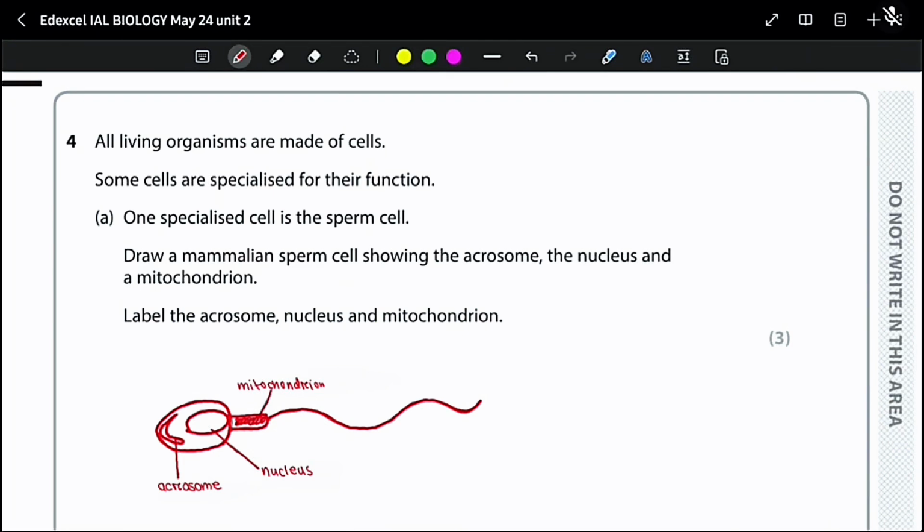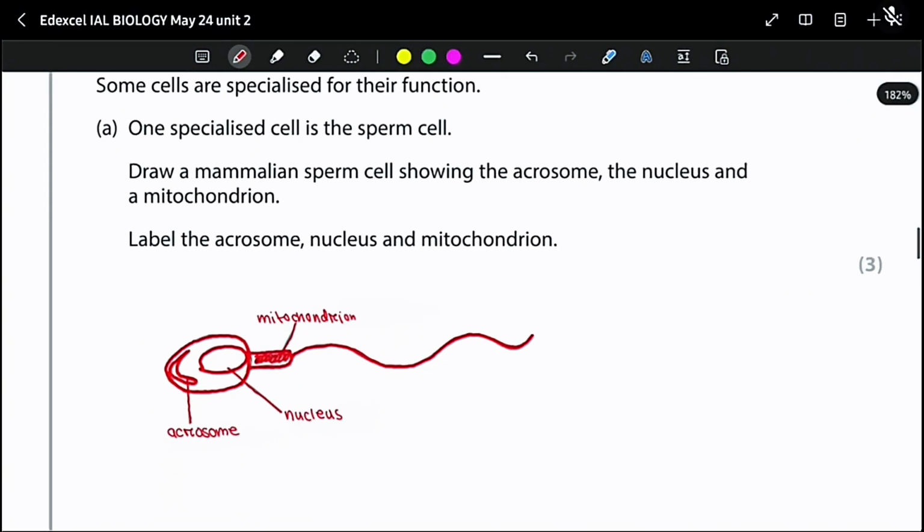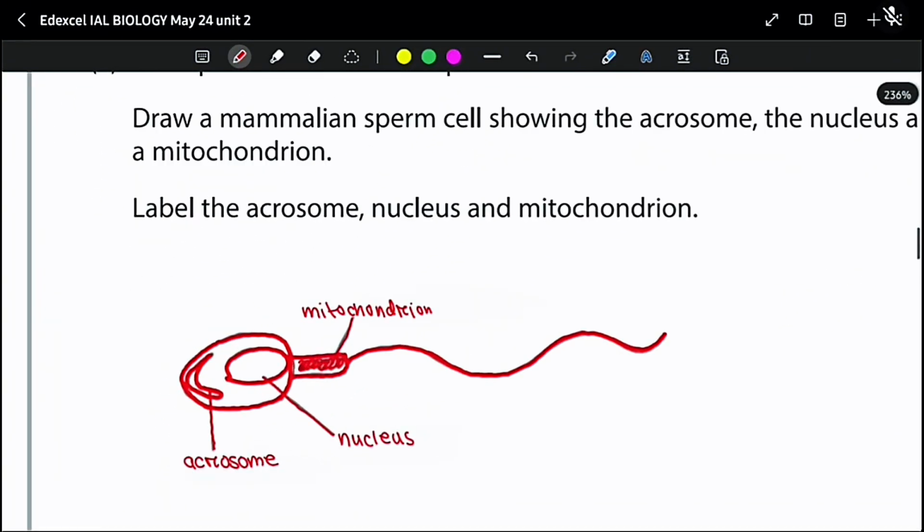So this is how a sperm cell looks. The acrosome is found in the head. There's the nucleus and the mitochondria.